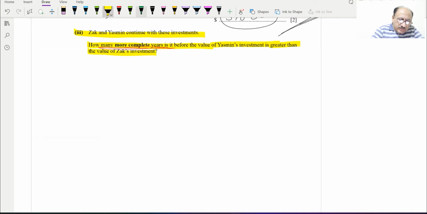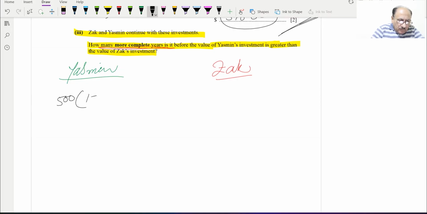So we can take one side as Yasmin, and the other side we can take like Zach. So Zach side is this one. So this will be compound interest 500.